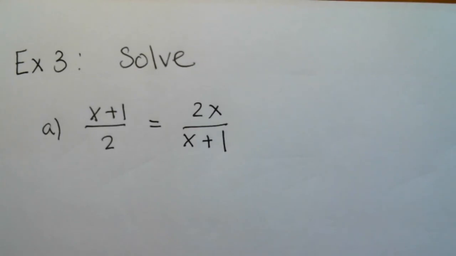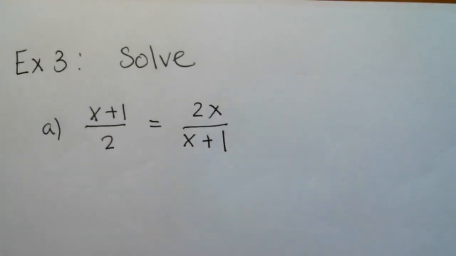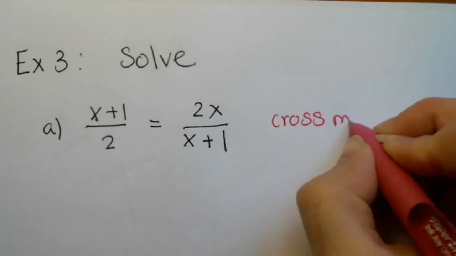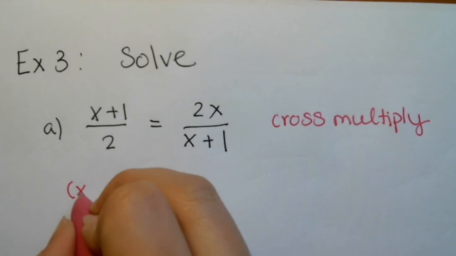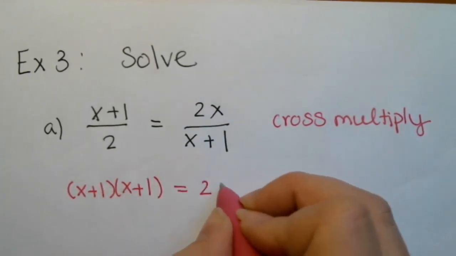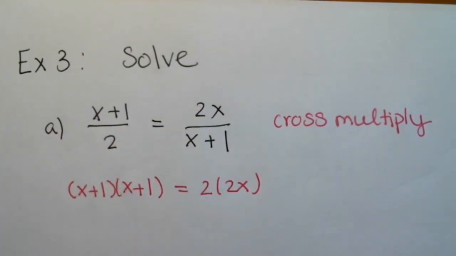Okay, now this type of equation is called a proportion, where you just have one term on each side. If you look at all the other examples, we don't have a single term on each side, which is why we need to use the LCD method. Here, because we only have one term on each side, we can cross multiply. Okay, so we have x plus 1 times x plus 1, okay, equals 2 times 2x. So you can see that you are multiplying across the equals sign.